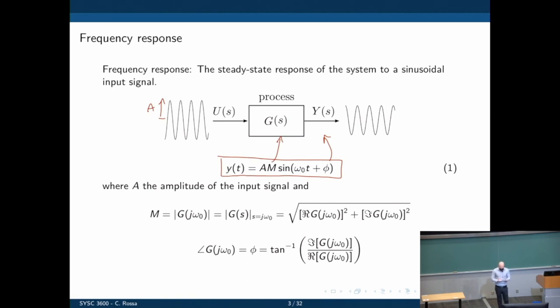And the Bode plot is a way to highlight these two elements that differ between the input and the output, the magnitude and the phase of the transfer function. That's what we see in the Bode plot, and that Bode plot then gives us the picture of the frequency response of the system for any frequency. That's all the information we need in order to predict the output of the system given a sinusoidal input of varying frequency.